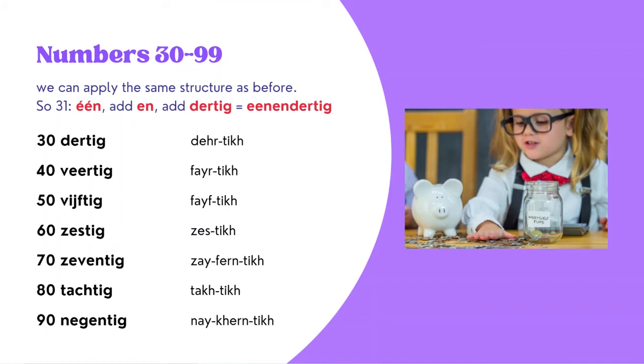So if we take this structure and apply what we learned, so you add 1, 2, 3, 4, 5, 6, 7, 8, 9, 10, and then you put "and" and the tens behind it, then you can make all the numbers until 99. So let's practice those numbers together.